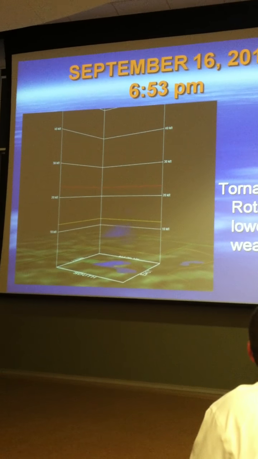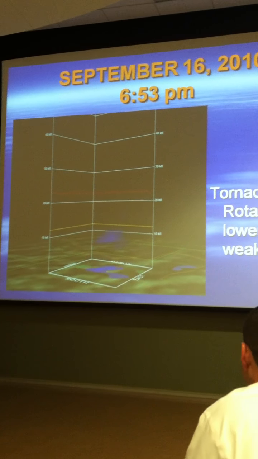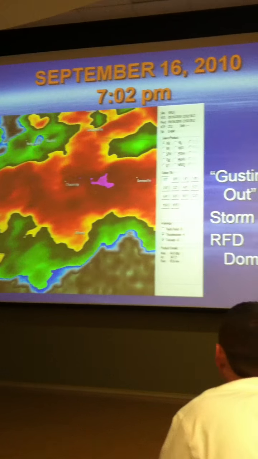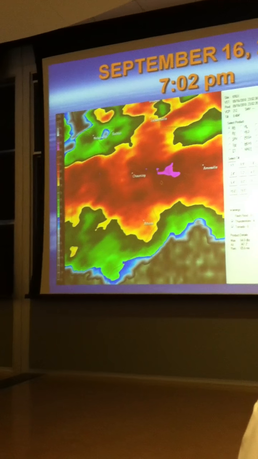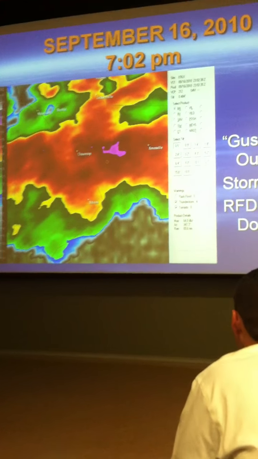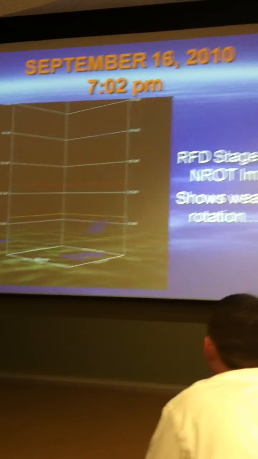They call it gusting out when the rear flank downdraft comes down and blasts through and basically washes out your tornadic circulation. Gusting out. Storm is now rear flank downdraft dominant. It's basically a gust of straight line winds now coming in around where the funnel once was. But it's hard to tell through there.